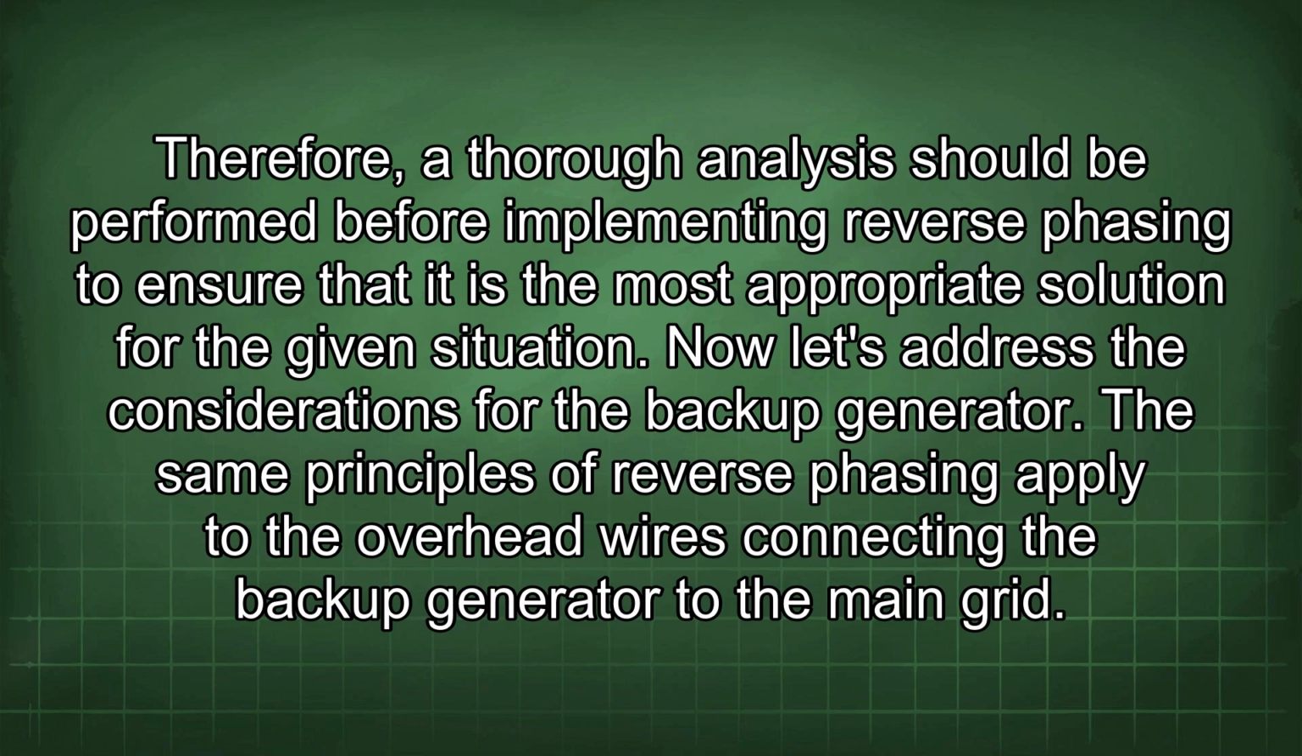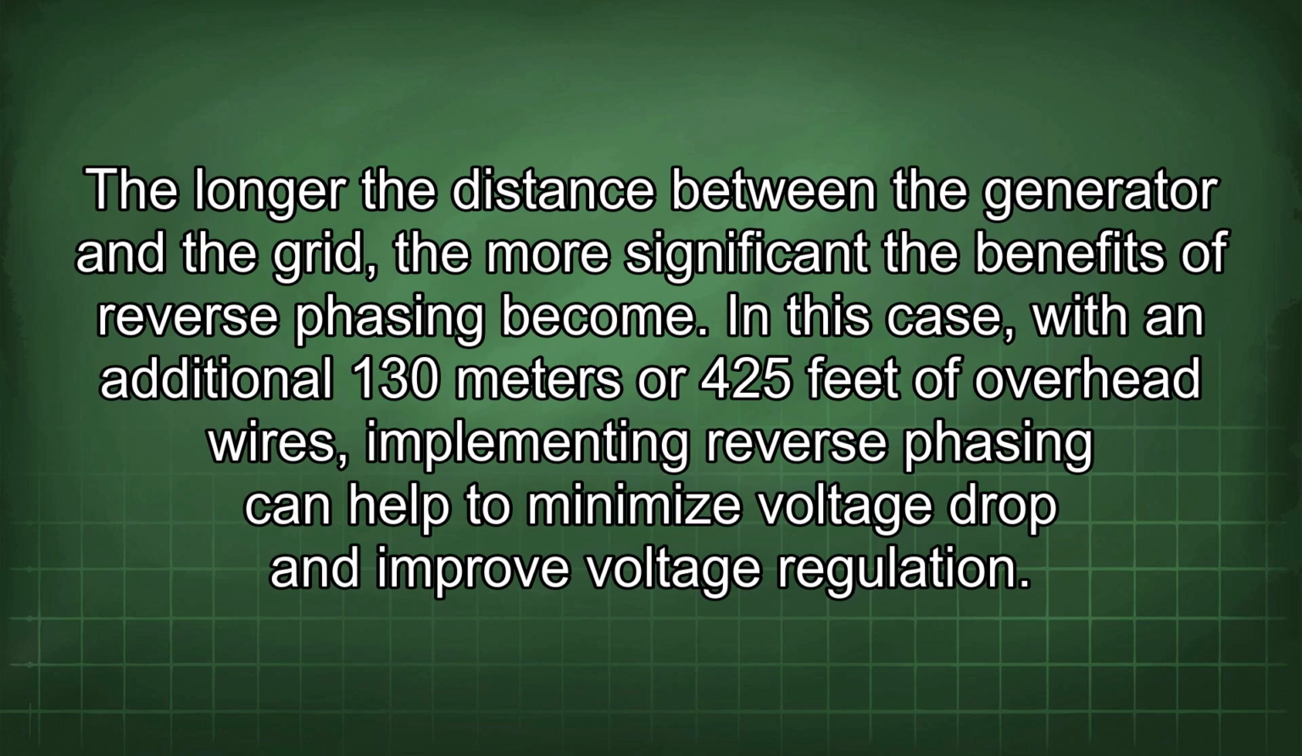The same principles of reverse phasing apply to the overhead wires connecting the backup generator to the main grid. The longer the distance between the generator and the grid, the more significant the benefits of reverse phasing become. In this case, with an additional 130 meters or 425 feet of overhead wires, implementing reverse phasing can help to minimize voltage drop and improve voltage regulation.